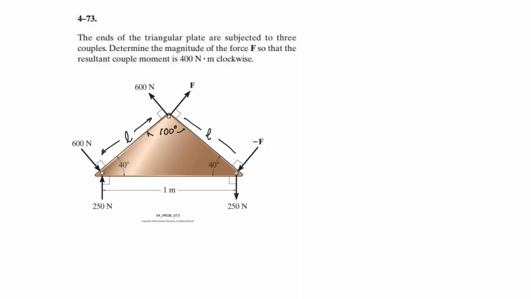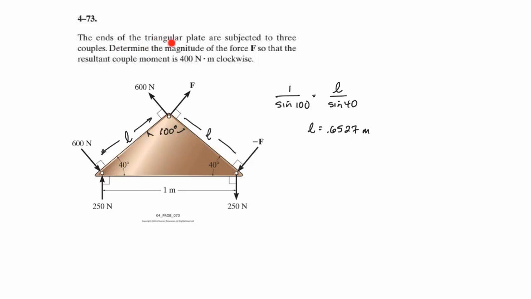Now I can use the sine law and compare this over the sine of that is going to be equal to L over the sine of that. So let's do that. 1 over the sine of 100 is equal to L over sine of 40. So L then is going to be equal to 0.6527 meters. Now I can calculate some moments using those distances.